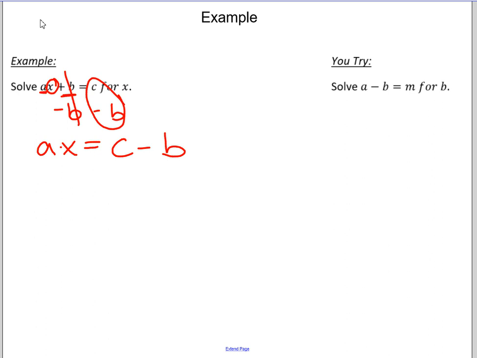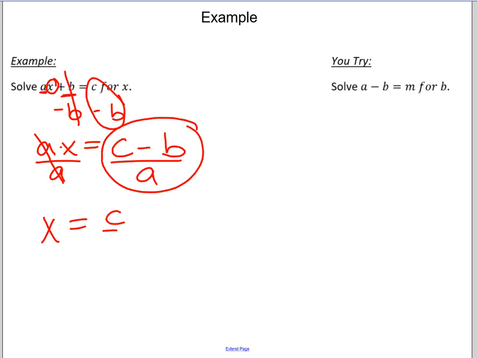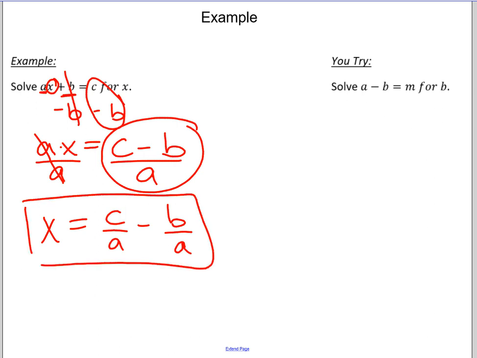Again, this means a times x. To undo multiplication, I divide both sides by a. The a's cancel. So I have x is equal to, and then just like we did in the previous problem, this fraction here, I'm going to break that up into c over a minus b over a. The reason we break that up is because you might actually be able to then reduce one of these two fractions here. Either this fraction or this fraction might be able to be reduced. In this case, it can't, but sometimes it will be, and you will be expected to do that.